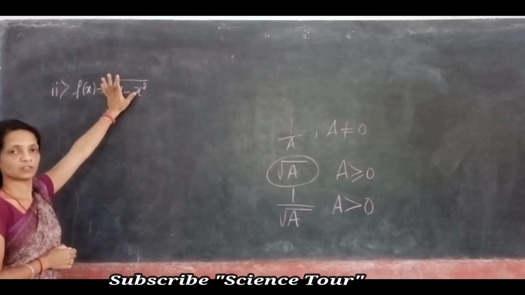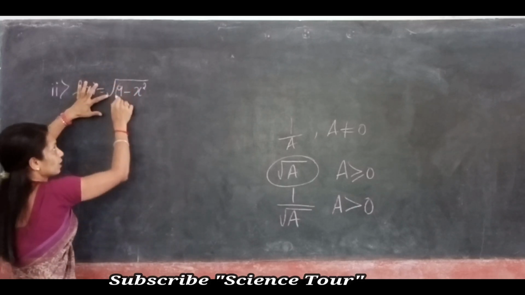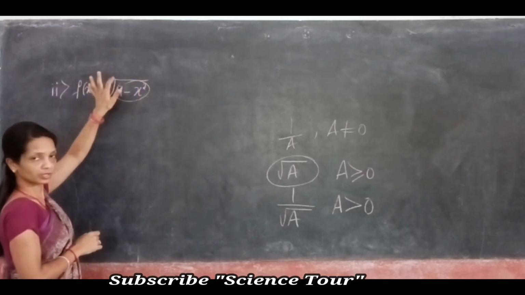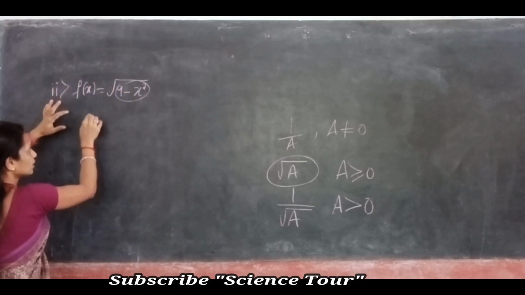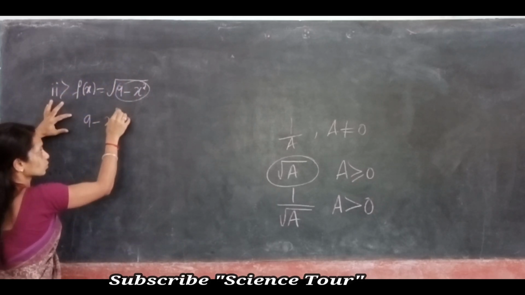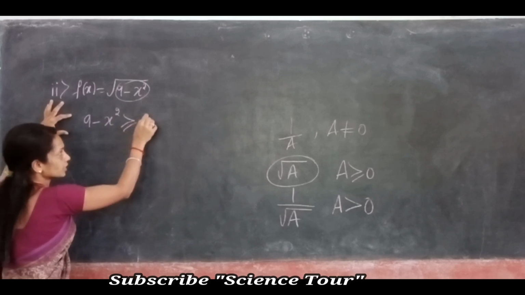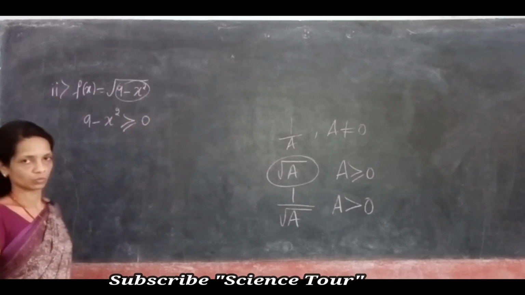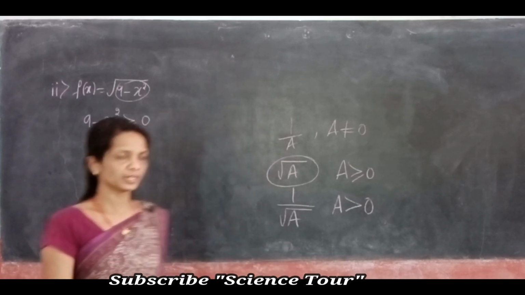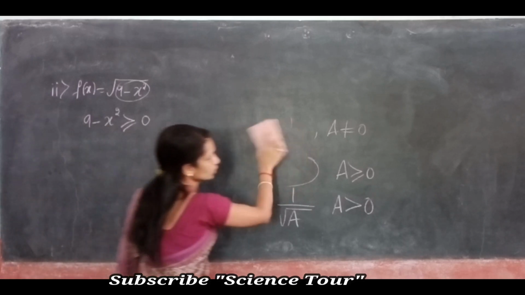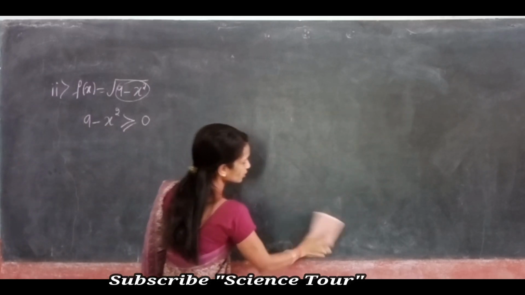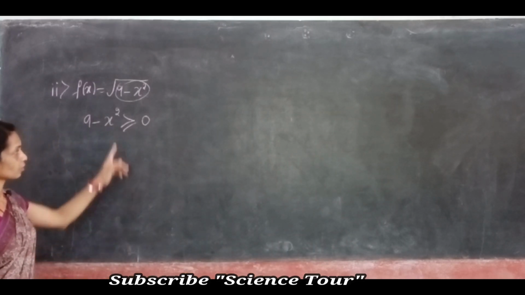Okay, that is in the numerator place. And what is there in the denominator place? You have 9 minus x square. So that 9 minus x square should be greater than or equal to 0. Inside the square root, what you have must be greater than or equal to 0.